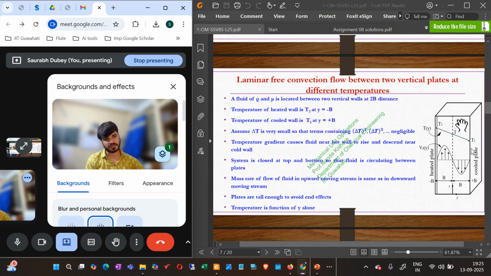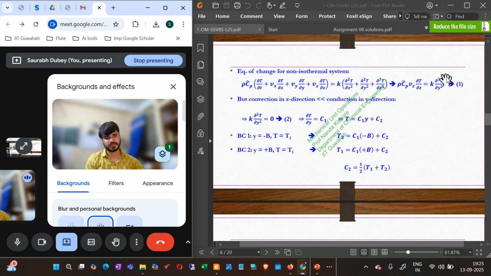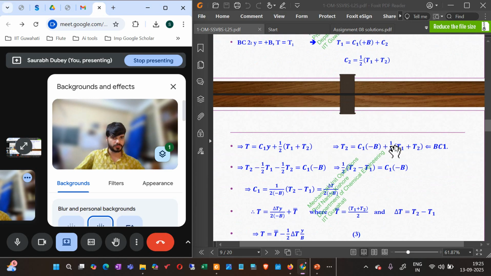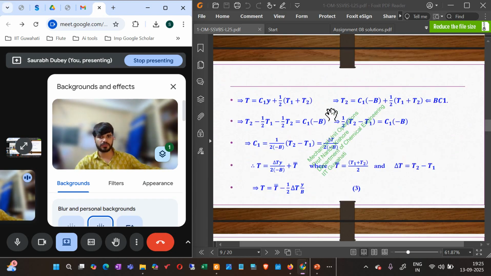This is the y direction, right? Here very little convection is happening. So that's why only this term you will consider, and based on that you will have del T by del y equals C1, and then T equals C1 y plus C2. Using the boundary conditions at y equals B and minus B, with T1 and T2, you will get the value of C2 to be (T1 plus T2) by 2, and C1 accordingly you will calculate.